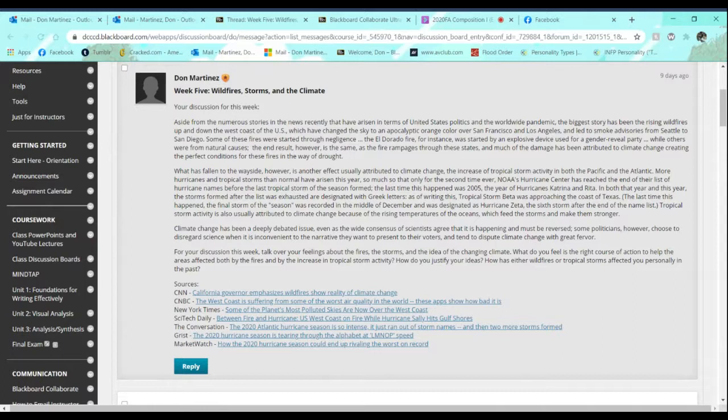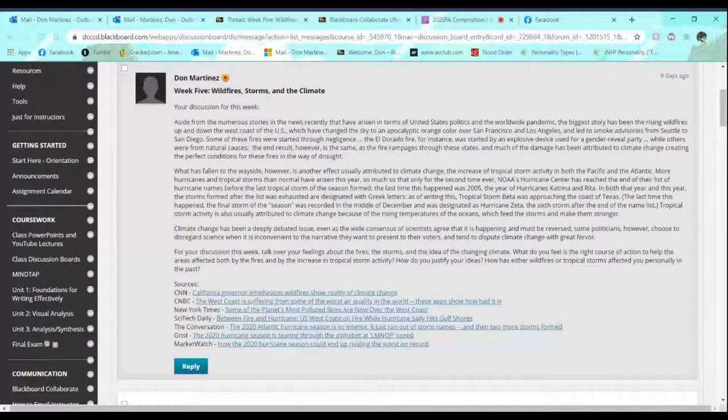As of writing this, Tropical Storm Beta was approaching the coast of Texas. Last time this happened, the final storm of the season was recorded in the middle of December and was designated as Hurricane Zeta, the 6th storm after the end of the name list. Tropical storm activity is also usually attributed to climate change because of the rising temperatures of the oceans, which feed the storms and make them stronger.